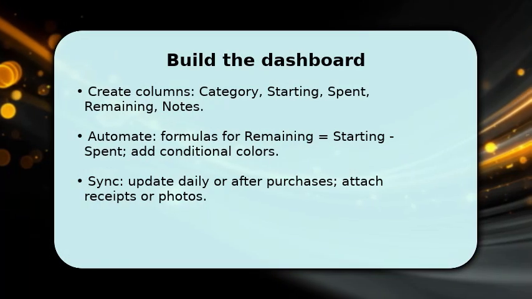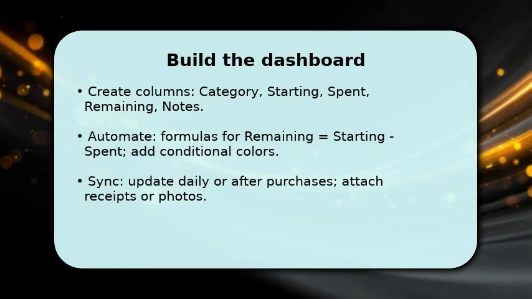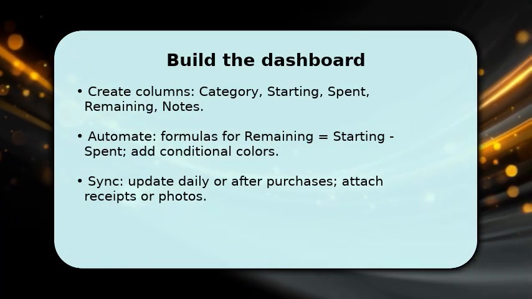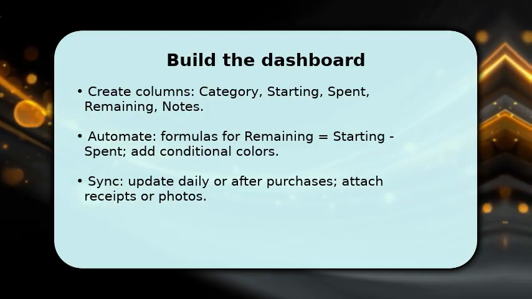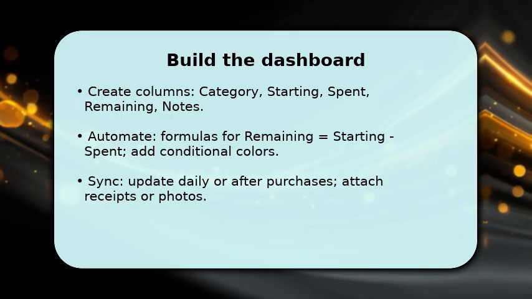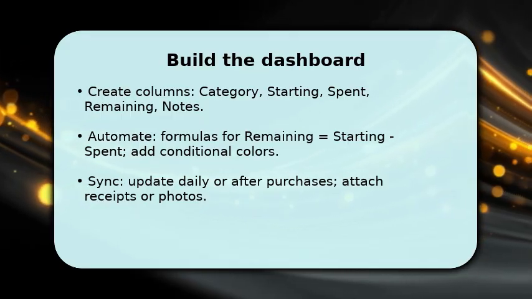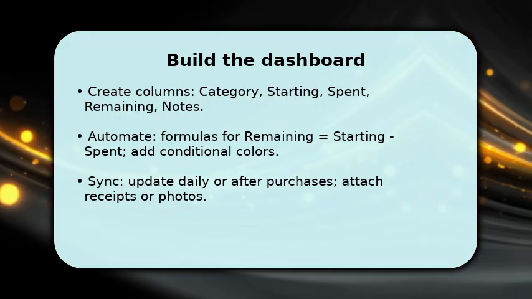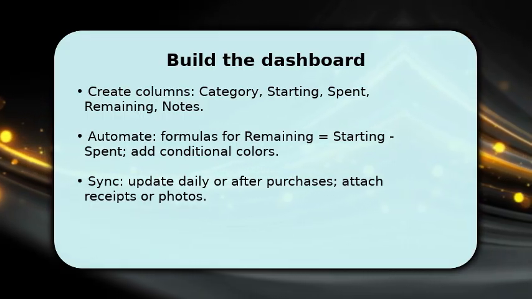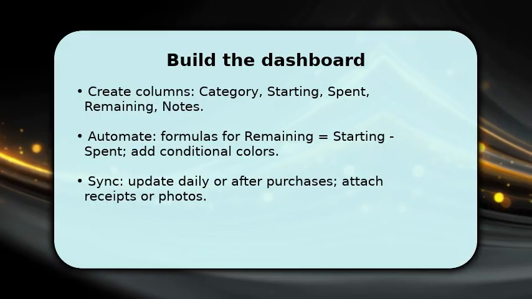You now translate envelopes into a live dashboard. Open a spreadsheet or budgeting app and create columns for category, starting, spent, remaining, and notes. Enter each envelope's starting amount and use a formula so remaining updates automatically when you log spent. Add conditional formatting to highlight low balances and a totals row to verify cash flow.